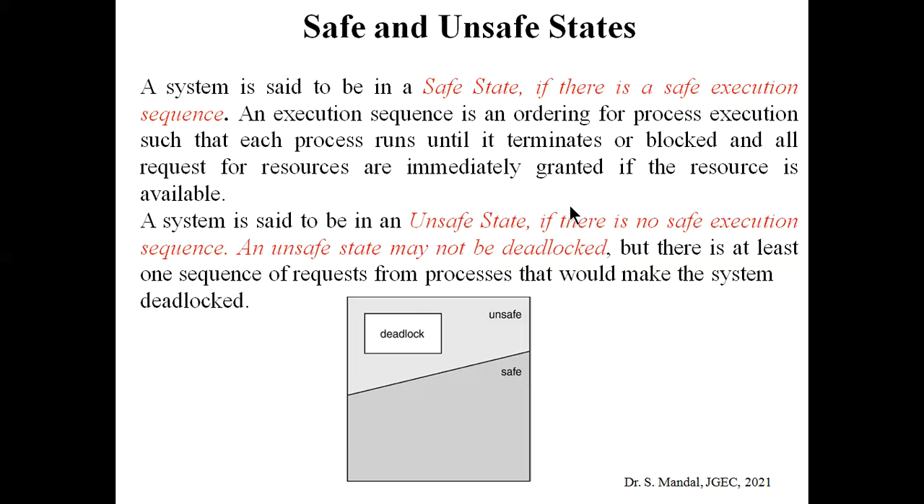But if it is like P1, P3 and P2, P0, so if in this sequence it has been executed, in that case there will be no deadlock. Okay, so an execution sequence is an ordering for process execution such that each process runs until it terminates or blocks, and all requests for resources are immediately granted if the resource is available. Okay, so safe state means there is a safe execution sequence and there is no deadlock.